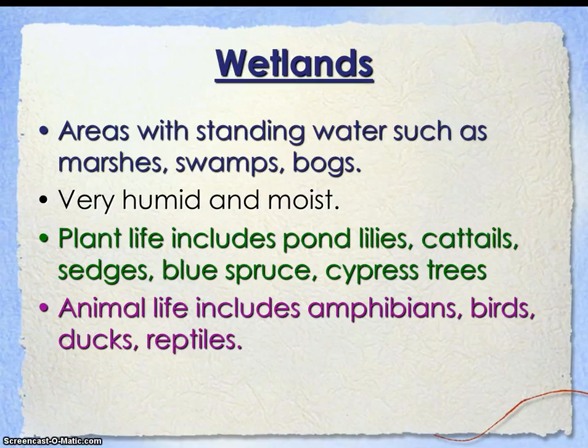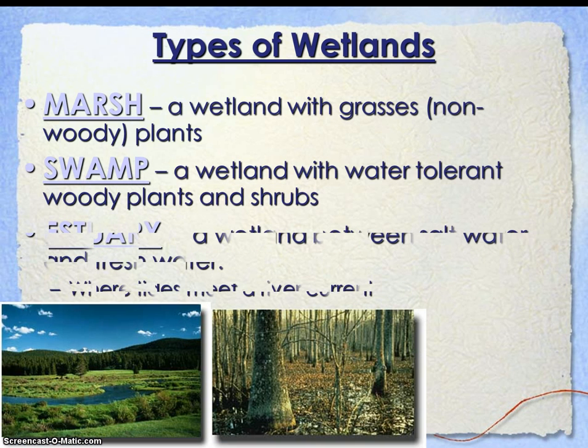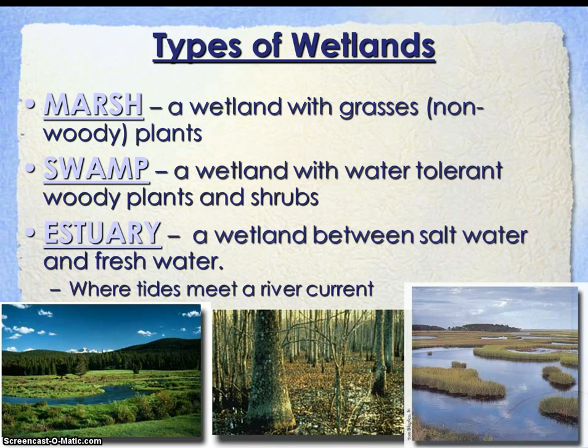And then wetlands. Wetlands is the last type of freshwater source. Examples: marshes, swamps, bogs. Wetlands are going to be very humid and moist. You have specific types of plants and animals that are going to grow just in wetlands. Wetlands are also very important because they're good natural filters. They naturally filter the water. They filter all the impurities, the sediments out of the water, and help clean the water naturally.